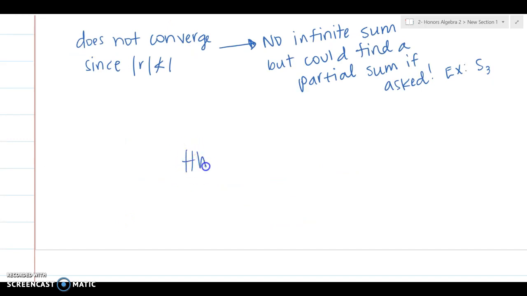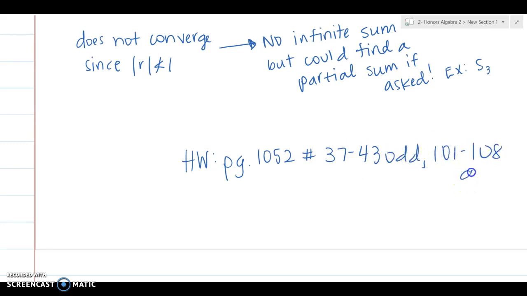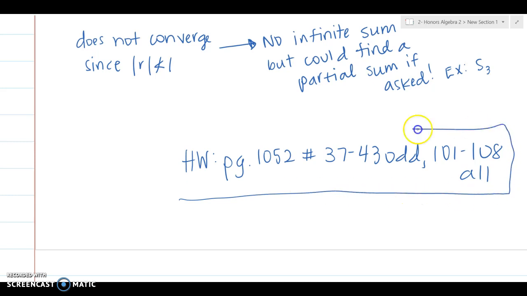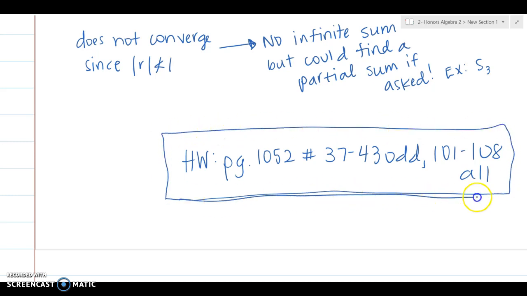Your homework and what you're working on tonight is page 1052. You are doing numbers 37, 43 odd, and numbers 101 to 108 all. You'll notice that we did change the homework check. I sent a reminder out last night. It will be tomorrow. It will still consist of the sums worksheet and the 2 assignments on page 1051. This homework assignment for tonight will not be on the homework check tomorrow, but this is what you need to be focused on and working on in class today.